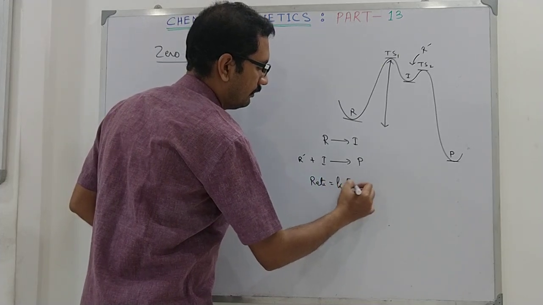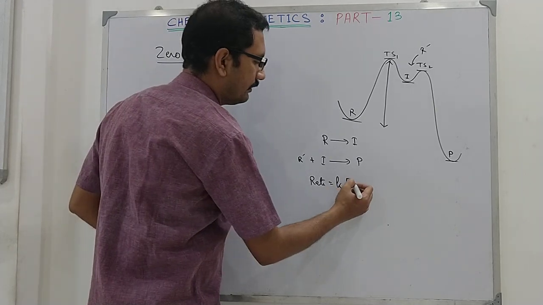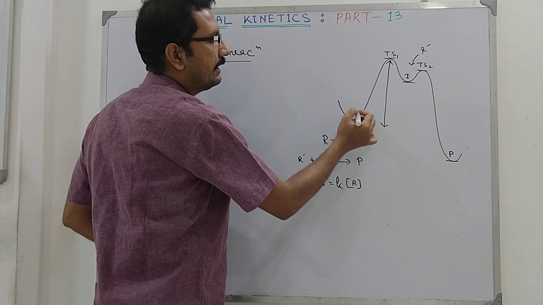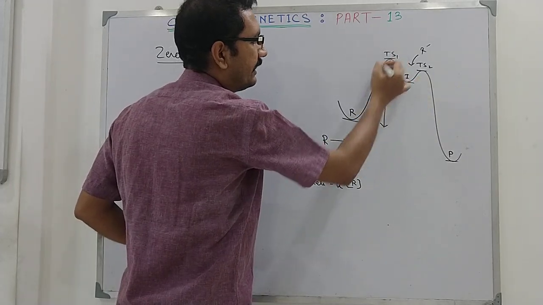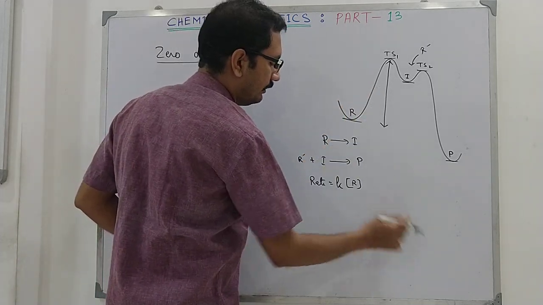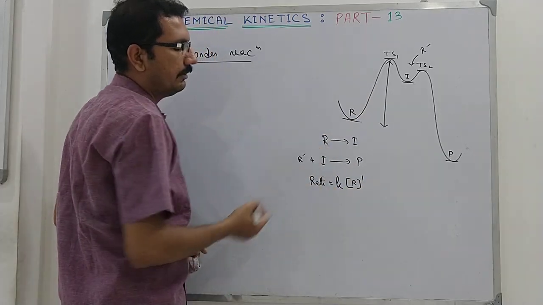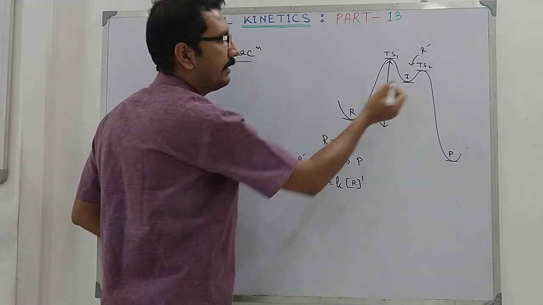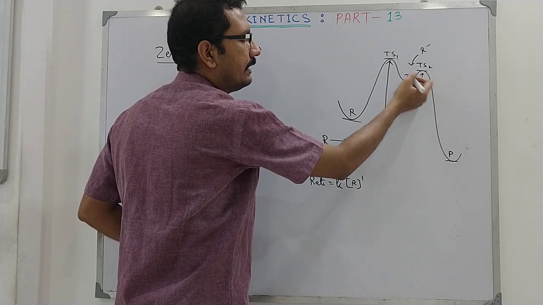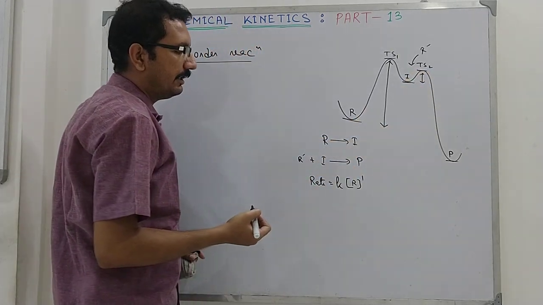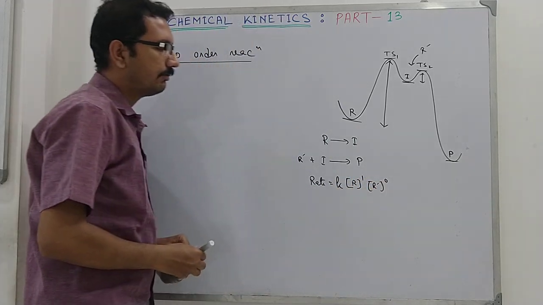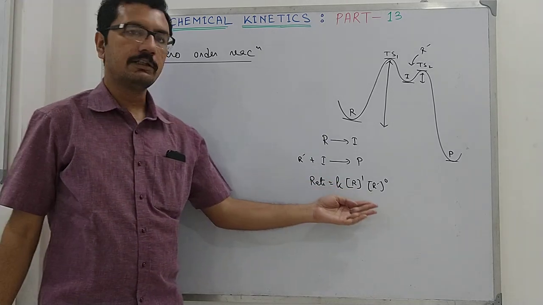It is rate equals to rate constant into R. Since R is participating in the slow step, that is having the large barrier, having the large activation energy, there will be contribution of this reactant. But this reactant is participating in the first step, having a very low barrier, which is easily overcome by the thermal energy present in the system. So it will be R prime to the power 0. So in this way zero order reaction may come.